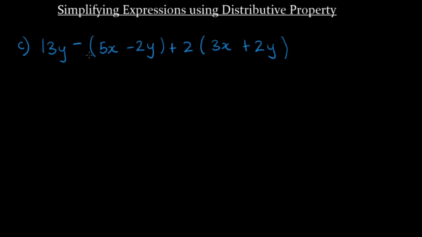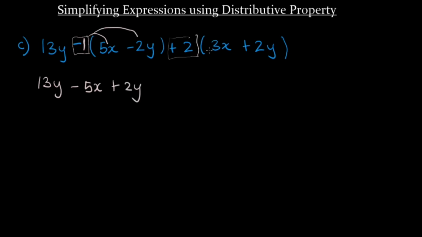As with the other questions, we're going to get rid of the brackets. So we have 13y minus, and in brackets we have 5x minus 2y. So we can just put this as a negative 1. So we can just write that 1 there. We're going to multiply the terms inside of the bracket by negative 1. So let's write back our 13y. And we'll have negative 1 times positive 5x. That will give us negative 5x. Negative 1 times negative 2y will give us positive 2y.